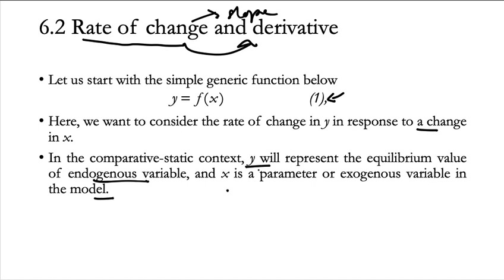Now, if you look at this term, like I said just now, y will represent the equilibrium value of the endogenous variable. Why do we call y an endogenous variable? Because y depends on x, and you can see x clearly in the equation or system. And the second bit here, x is a parameter or exogenous variable in the model.